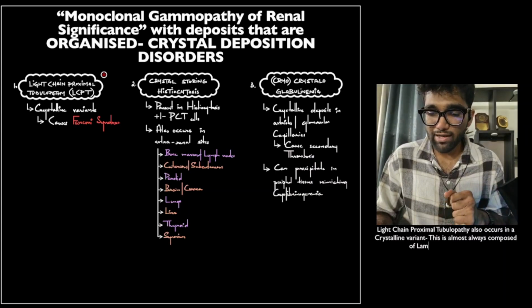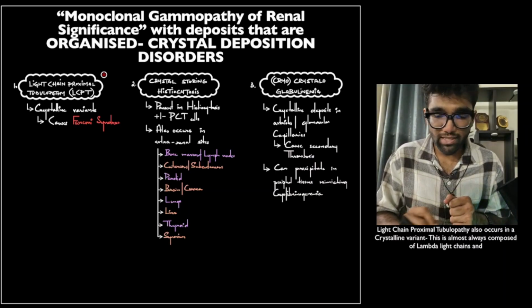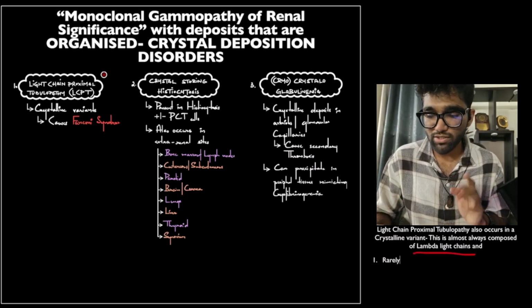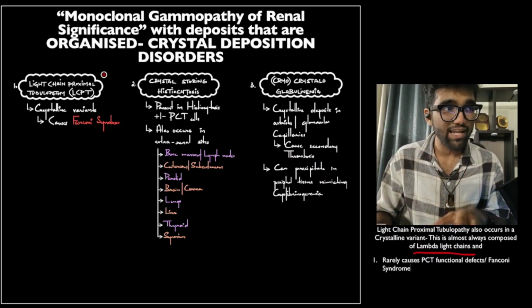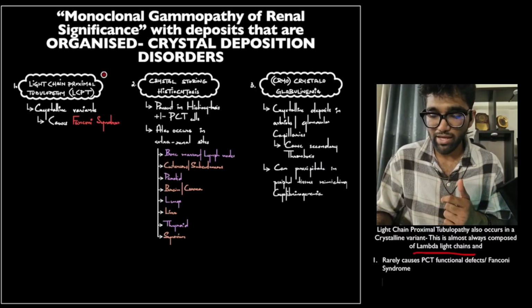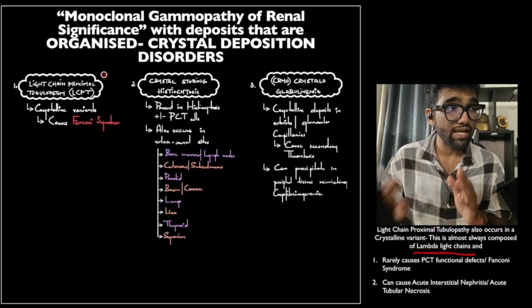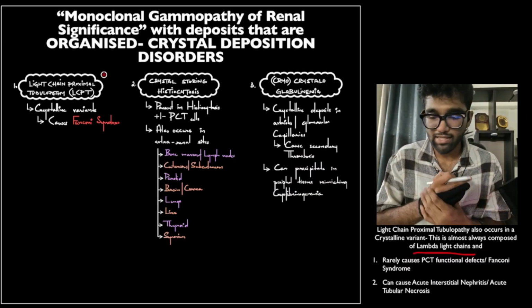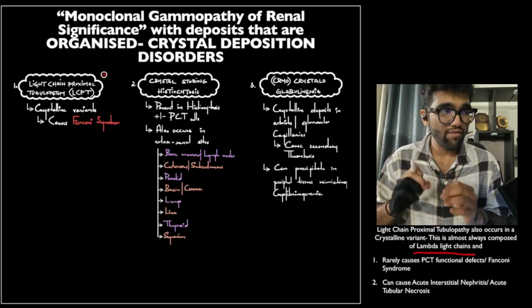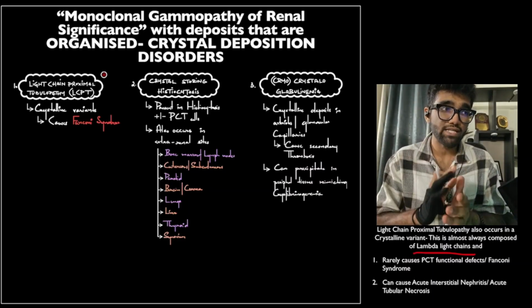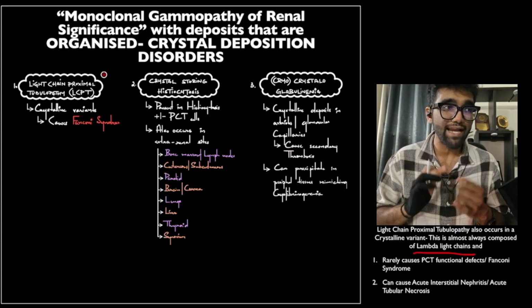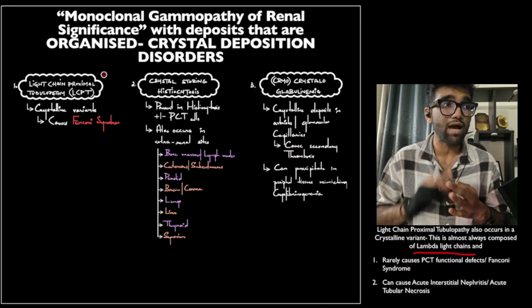Now, light chain proximal tubulopathy can also rarely occur due to a lambda chain. In such a situation, it usually does not cause Fanconi syndrome, and this is very important. It is very rarely associated with Fanconi syndrome. Second, it can cause acute interstitial nephritis, which will be the next topic of discussion in this series. So when you have interstitial nephritis, a patient can have an MGRS, and in that situation it is usually a light chain proximal tubulopathy with lambda chain deposition.